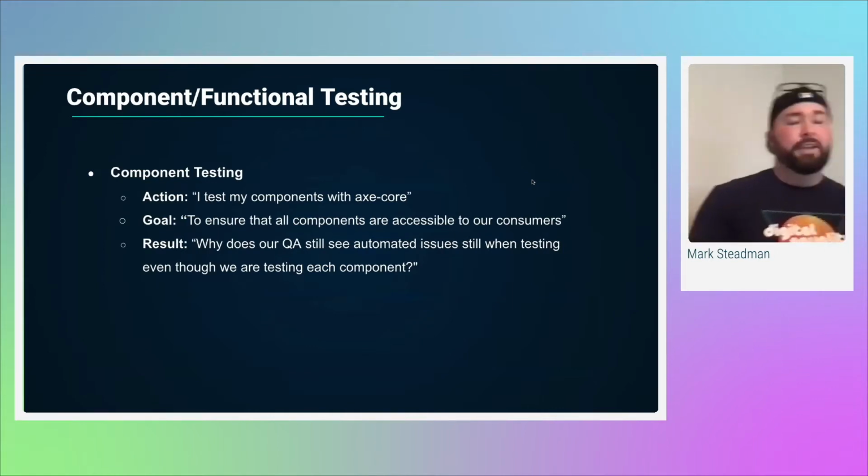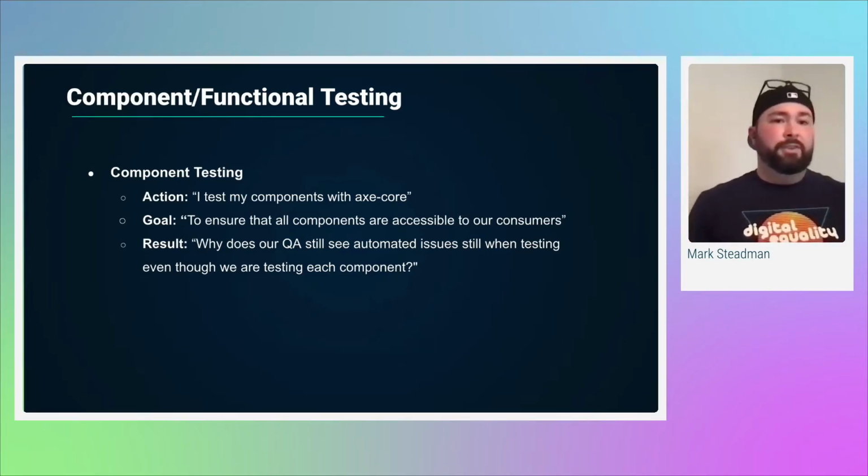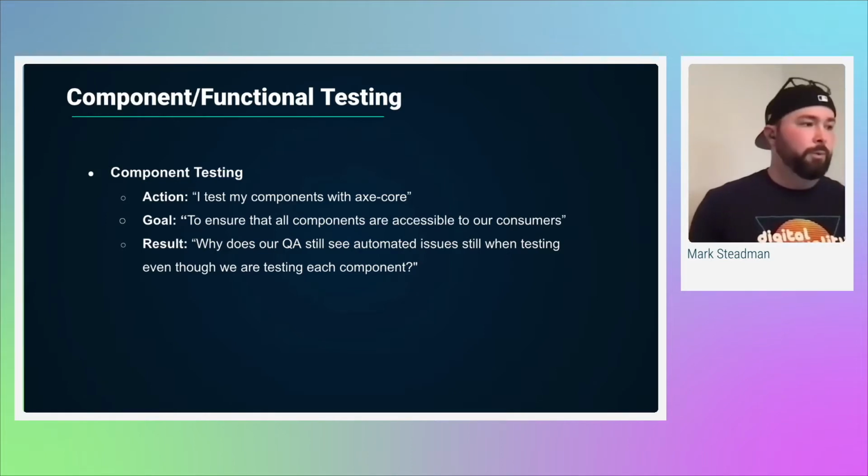So I start testing, okay? Here's a certain scenario. I start testing only component and functional testing. I always say testing has to have three goals: it has to have an action, a goal, and a result, okay? So if I only do component testing, the action is I test my components with Axe-core. Awesome, 1 for 1. My goal is to ensure that all components are accessible to our consumers. Awesome, 2 for 2. The result: why does QA still see automated issues when testing, even though we are testing each component individually?